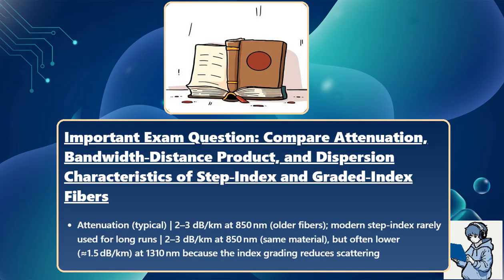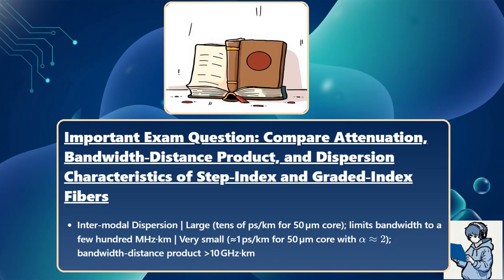Attenuation typical, 2 to 3 decibels per kilometer at 850 nanometers for older fibers. Modern step index rarely used for long runs. 2 to 3 decibels per kilometer at 850 nanometers, but often lower, approximately 1.5 decibels per kilometer at 1310 nanometers, because the index grading reduces scattering. Intermodal dispersion. Large, tens of picoseconds per kilometer for 50 micrometer core, limits bandwidth to a few hundred megahertz kilometer.